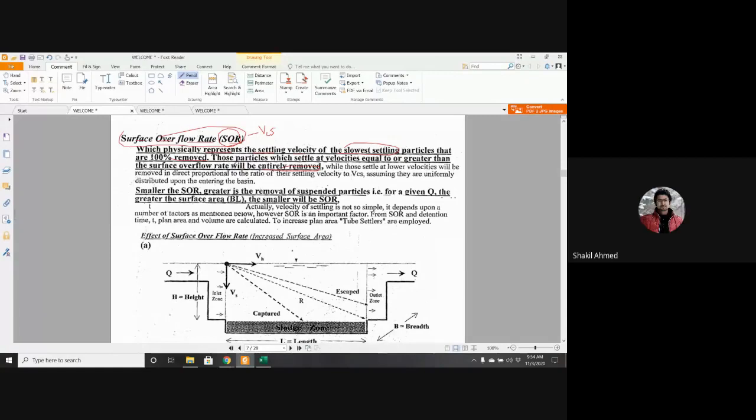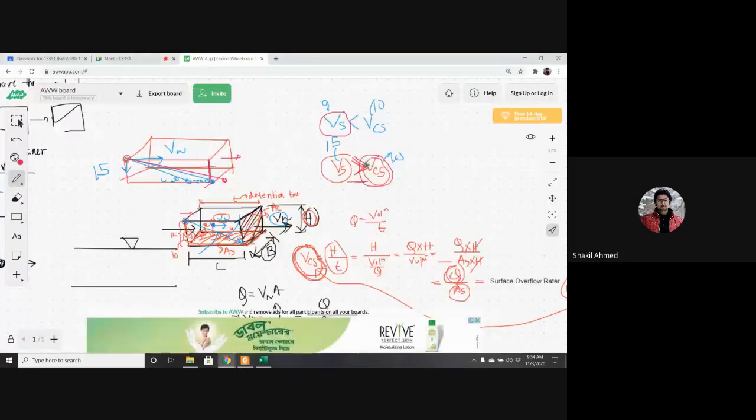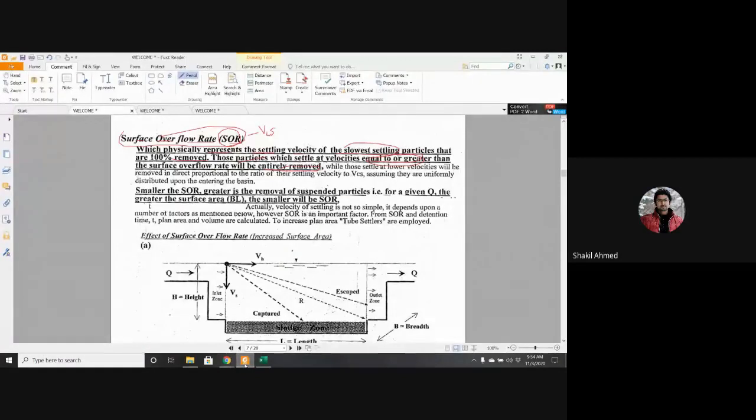Yes, sir. Those particles which settle at velocities equal to or greater than this, they will be removed or not? Yes or no? Yes sir. Removed. So that will be entirely removed.